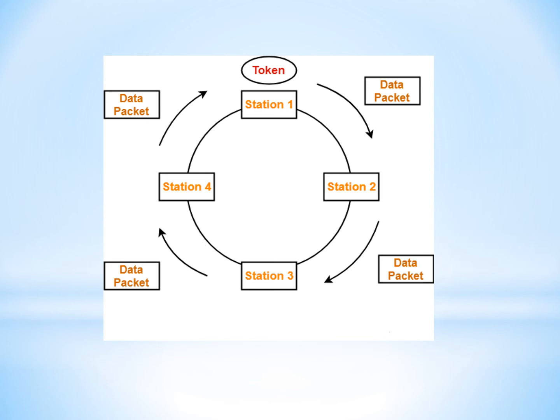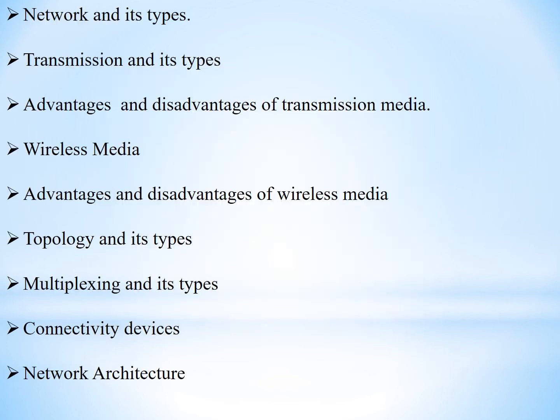Network access method is a very important board question. It is often asked: define access method and explain any two network access methods. So you can explain any two access methods, either contention, polling, or else token passing. So by this we complete unit 5.